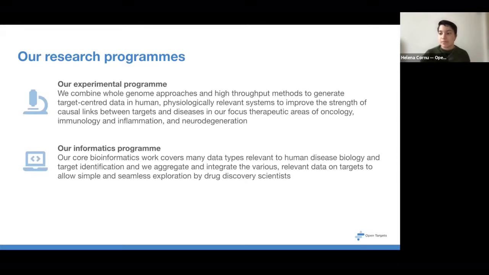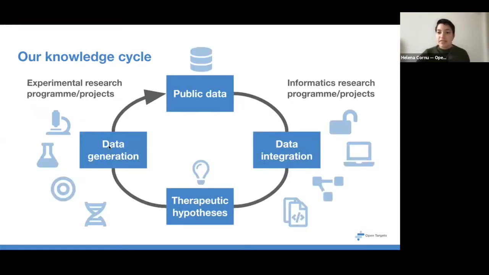And to give you an idea of our approach, this is a schematic of our knowledge cycle. So our informatics programs take publicly available data, integrate it in order for researchers to be able to generate therapeutic hypotheses. Our experimental research program carries on from that, takes those hypotheses to the bench, generates experimental data, and then makes that data publicly available, ready to feed straight back into the platforms. And I should point out here that our informatics tools are all open source and our data is all open access. And that commitment to open sharing is really something that we value at Open Targets.